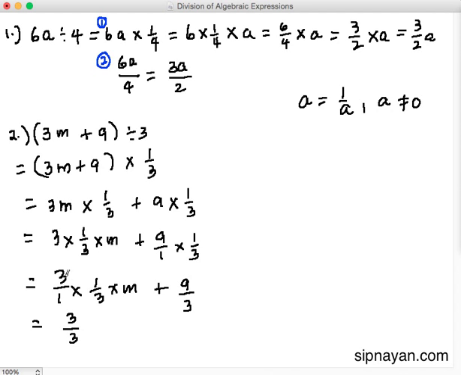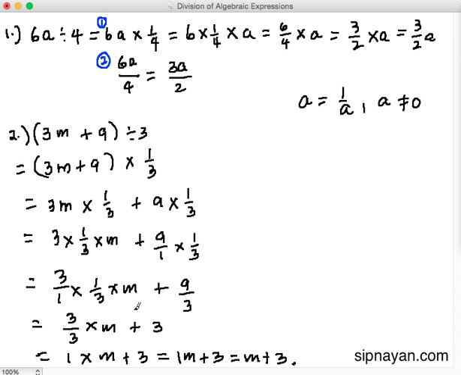So, ito magiging 3 over 3. No? 3 times 1 tapos 1 times 3 times m plus, ano ang 9/3? 3 na siya, di ba? 9 divided by 3 is 3. Which is equal to 1 times m. 1 na ito, 3/3. Plus 3. Or, pag 1 na, tinatanggal na rin natin. And, yung multiplication, tinatanggal na rin natin yan. So magiging 1m plus 3. At ang 1m, pwede na natin siya isulat as m plus 3. So, ito yung pinakasagot natin dito.